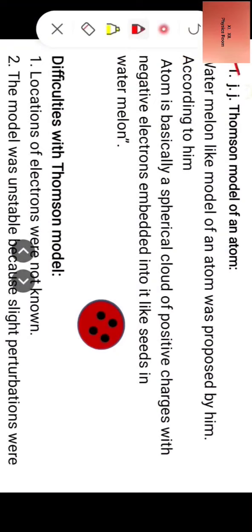The burning question had been as to how these charges are distributed in an atom. During course of time, various models were proposed as an answer to this question. First, J.J. Thomson model of an atom.